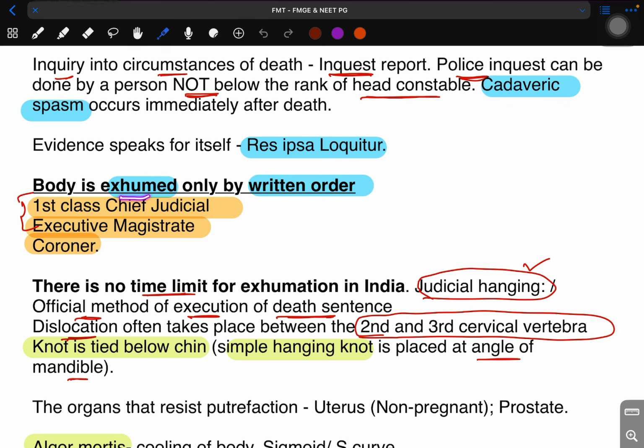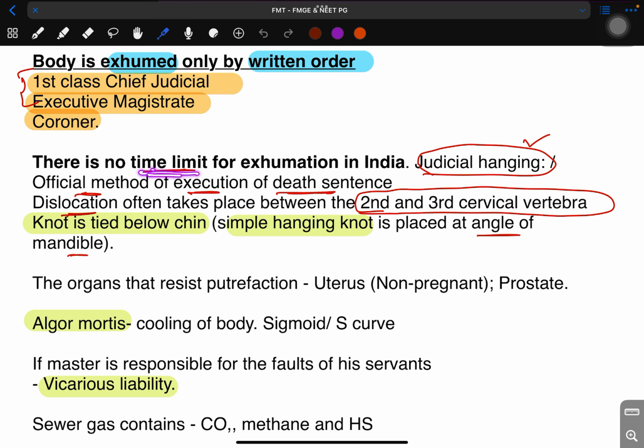Body is exhumed only by written order. Who can give written order to exhume the body? These three people. One is the first class chief judicial magistrate, second is the executive magistrate, and the third is the coroner. There is no time limit for exhumation in India. Anytime these three persons can give written order to do exhumation.